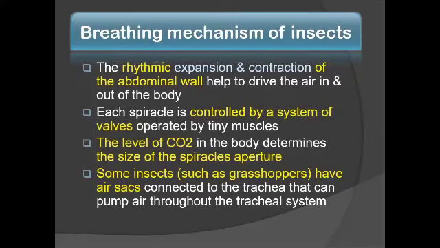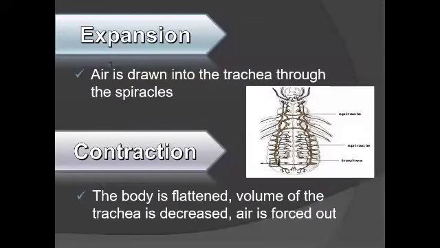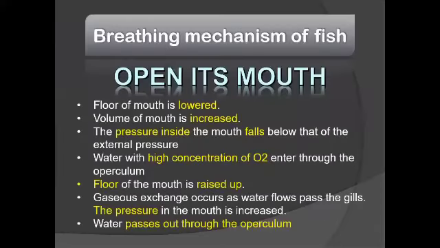The level of carbon dioxide in the body determines the size of the spiracle's aperture. Some insects, such as grasshoppers, have air sacs connected to the trachea that can pump air throughout the tracheal system. During expansion, air is drawn into the trachea through the spiracles, and during contraction, the body is flattened, the volume of the trachea is decreased, and air is forced out.